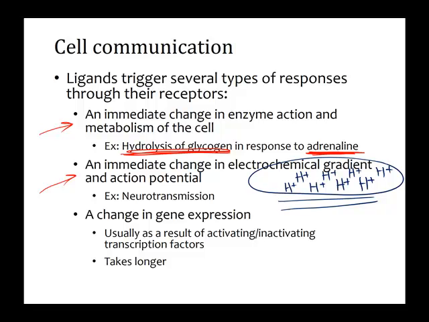And we can actually trigger cells to build that gradient, to concentrate ions on one side of the cell. And when we do that, that actually generates an electrical charge. Neurons do this all the time.